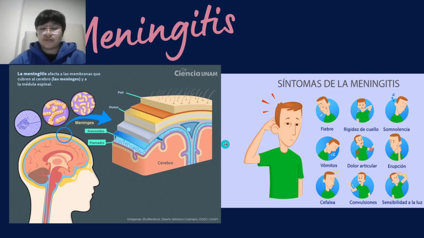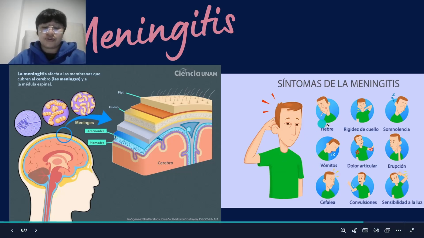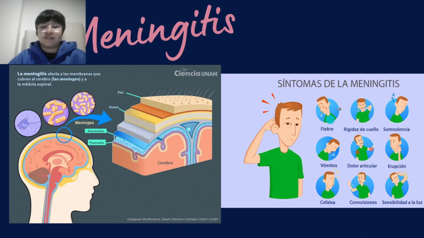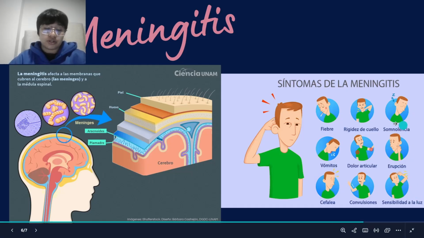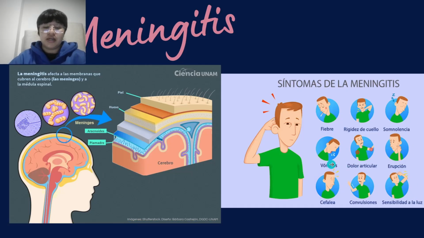The main symptoms include severe headache, fever, neck stiffness, sensitivity to light, confusion, nausea, and vomiting. In some cases, patients can also have seizures or loss of consciousness. These symptoms occur because the brain is affected by inflammation and pressure. Diagnosis is usually made with clinical evaluation and tests like lumbar puncture.